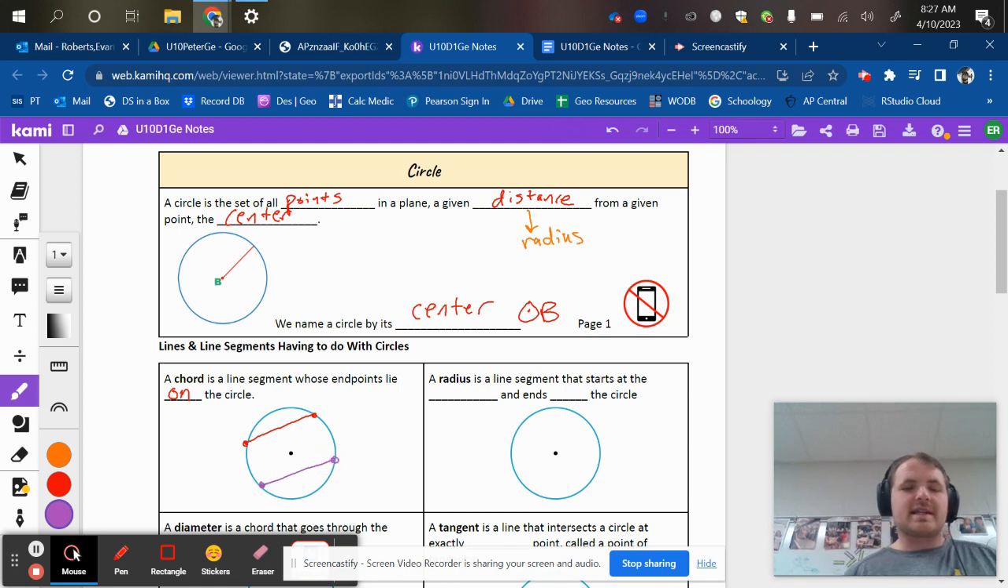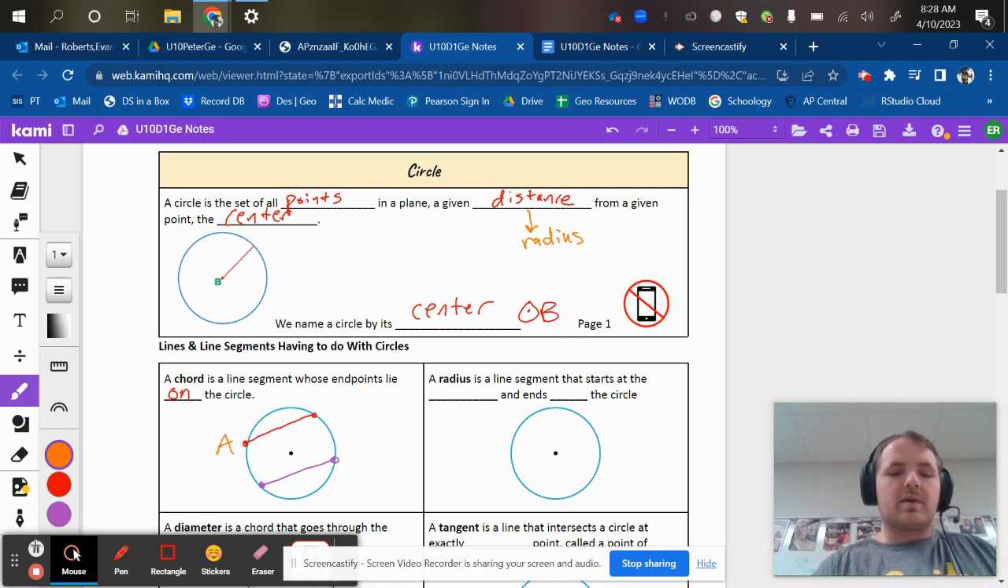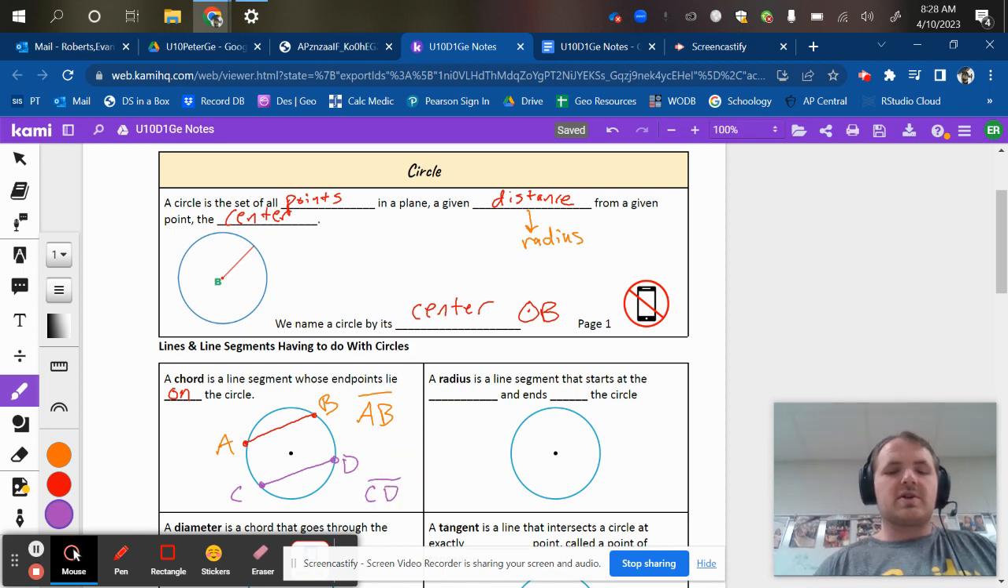This purple chord is like that. The diameter is also a chord technically. It just connects 2 points on the circle. And again, we usually use capital letters to denote points. So like AB would be a chord, as well as something like CD would also be a chord.